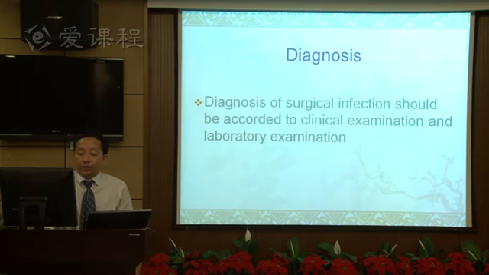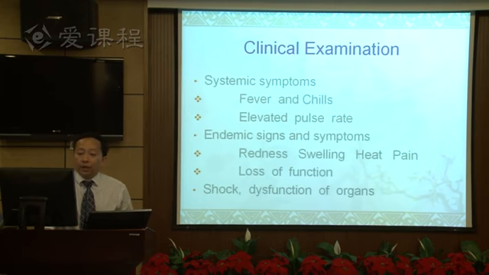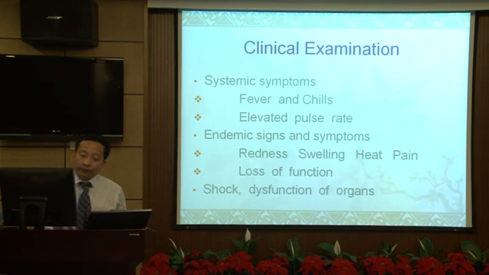The diagnosis of surgical infection should be made according to clinical examination and laboratory examination. The clinical manifestations include systemic symptoms such as fever and chills, elevated pulse rate, and also local signs and symptoms. It means the redness, swelling, heat, pain, and loss of function. In some severe patients, there may also be shock and dysfunction of organs.